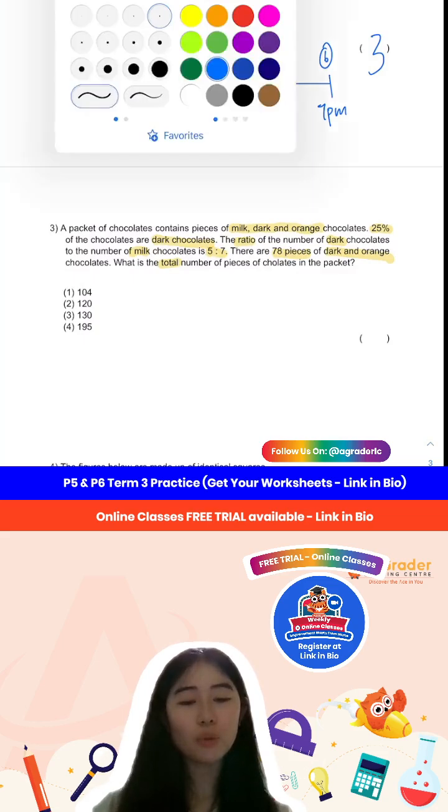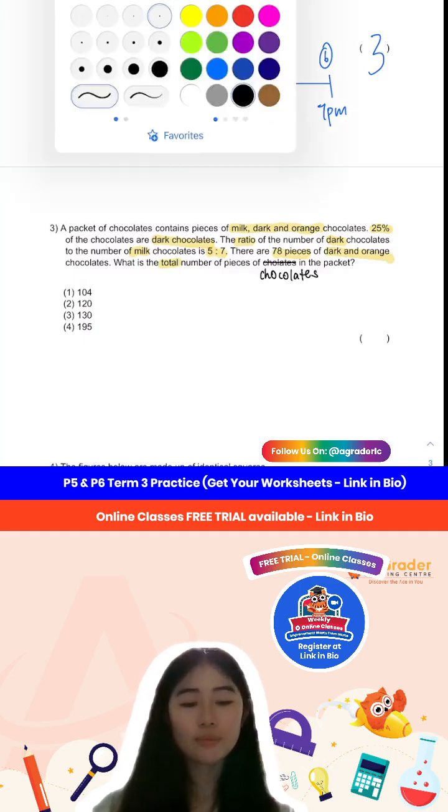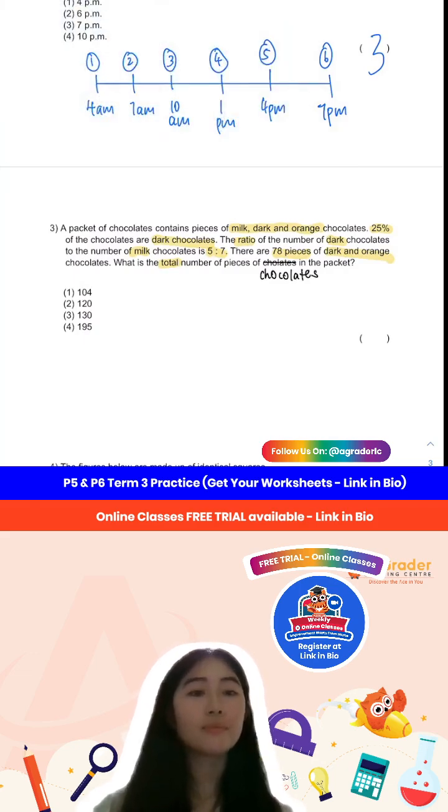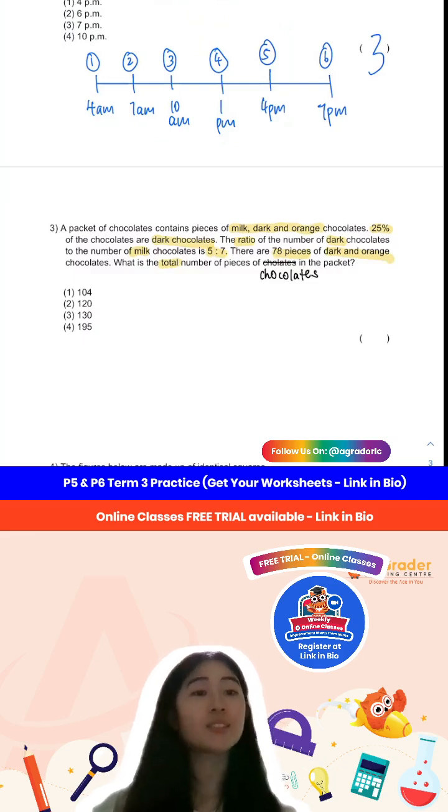Yes, Nikki, there's a typo, right? So can you guys just quickly change it? If you have the worksheet, you can change the typo, okay? There was a small little typo, so I've already changed it. Okay, so please try the question. Let me know your answers. Octopus, what is milk, dark, and orange? Oh, it's referring to the chocolate flavor.